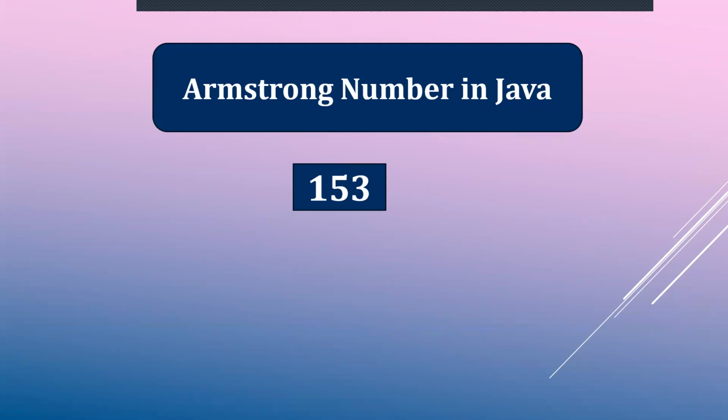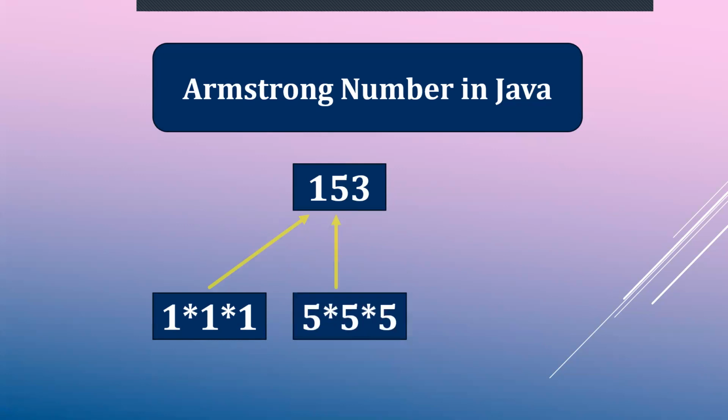Sum of the cubes means 1 to the power of 3, and 5 to the power of 3, and 3 to the power of 3. Now if I go with 1 to the power of 3, it will be 1 into 1 into 1. The same way, 5 to the power of 3 will be like this, and 3 to the power of 3 will also be like this.